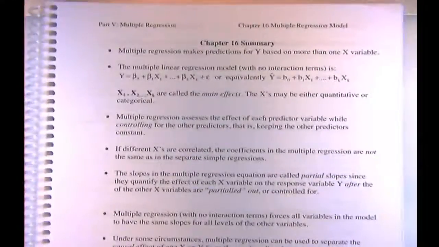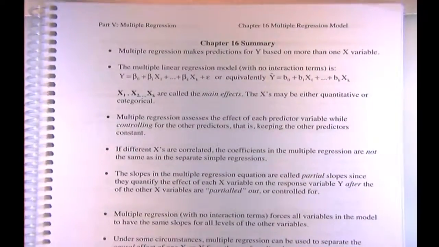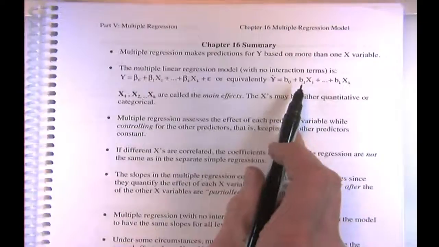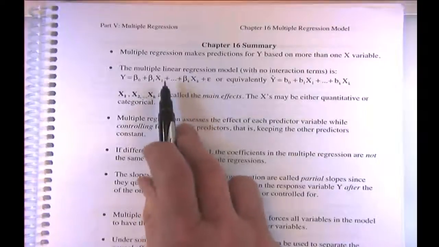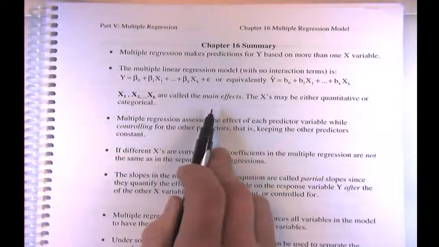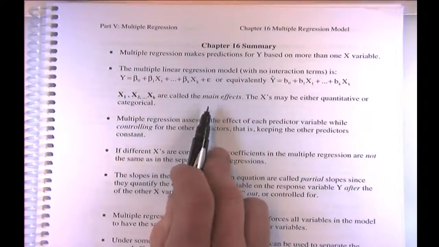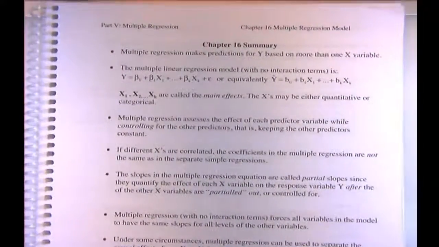All right. Now, let's go ahead. And this is our summary. And let's see if there's anything we need to highlight on here. All right. So multiple regression with no interaction terms. We have no interaction terms right now. Looks like this. When we add interaction terms, we're going to have to multiply some of these x's together. That's an interaction term. So far, we're assuming parallel slopes. And we're going to look at those. That's what we're going to do in our next chapter.